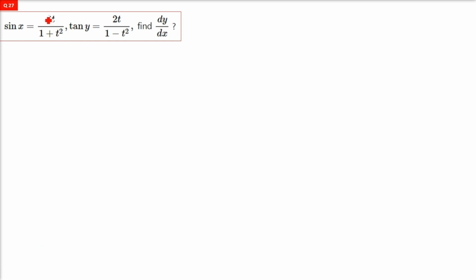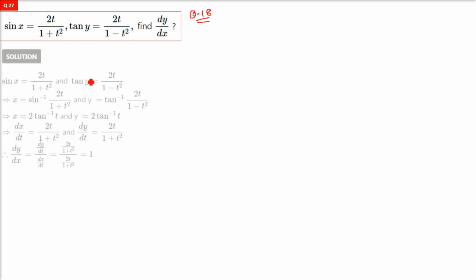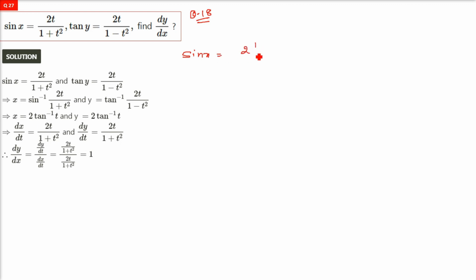So we have, see, this question can be done in different ways. Since we have already taken up question number 18 and most of the thing we have already done there, I am going to do this question directly. Alright, sin x is 2t by 1 plus t square. If I write x, it will be sin inverse 2t by 1 plus t square. In question number 18, we have already seen when we put t as tan theta, this whole solution will be 2 tan inverse t.